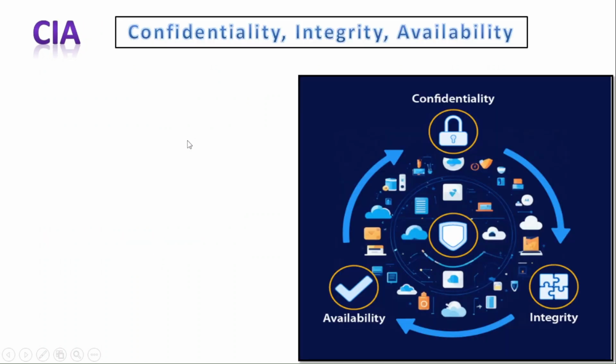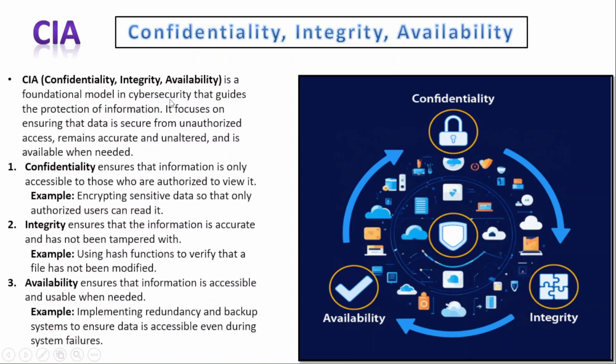CIA, that is confidentiality, integrity, and availability. So CIA, confidentiality, integrity, and availability, is a foundational model in cybersecurity that guides the protection of information. It focuses on ensuring that data is secure from unauthorized access, remains accurate and unaltered, and is available when needed.